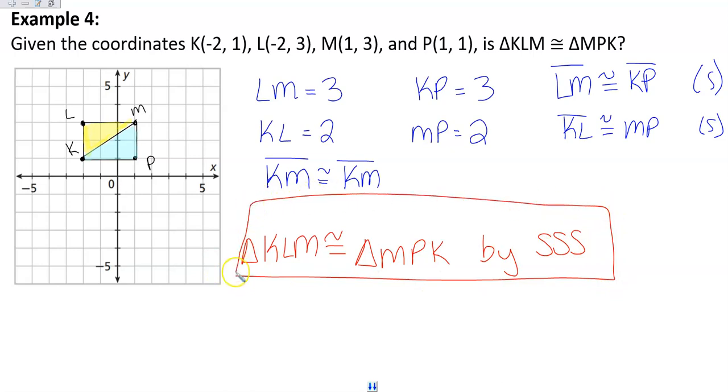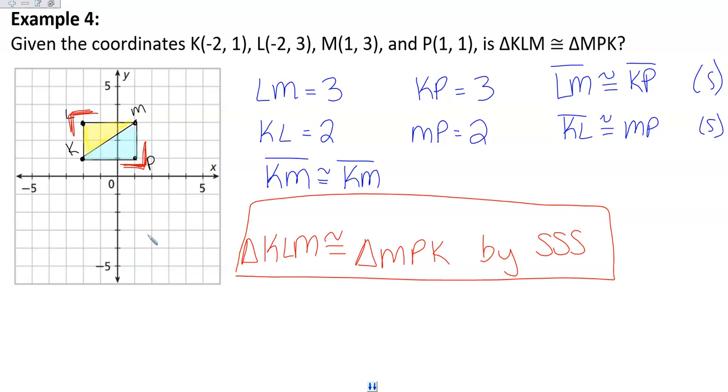Again, the other thing we could have done is I could have done the slope for these two sides and the slope for these two sides to show that they are perpendicular. So I get a right angle. And I could use side, angle, side for that. Or I could use H and then one of my L's. But I could do this using slope.